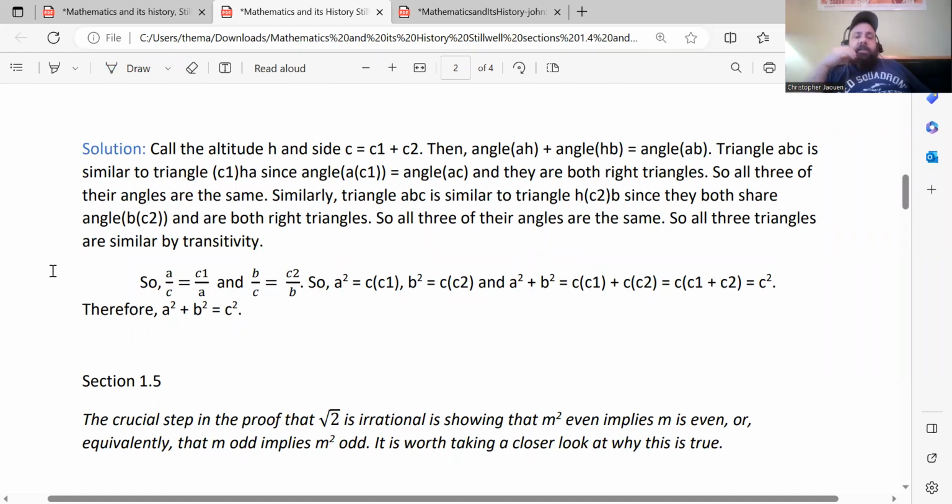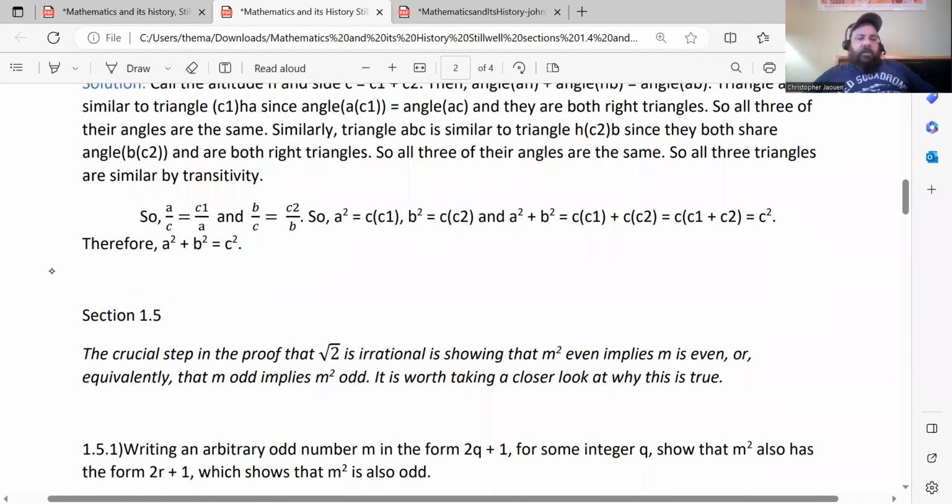Therefore, A squared is CC1, and B squared is CC2, and A squared plus B squared is C times C1 plus C times C2, and then if you factor out the C, you get C times C1 plus C2, which is C squared. Therefore, A squared plus B squared is C squared. So that's the proof of that question.